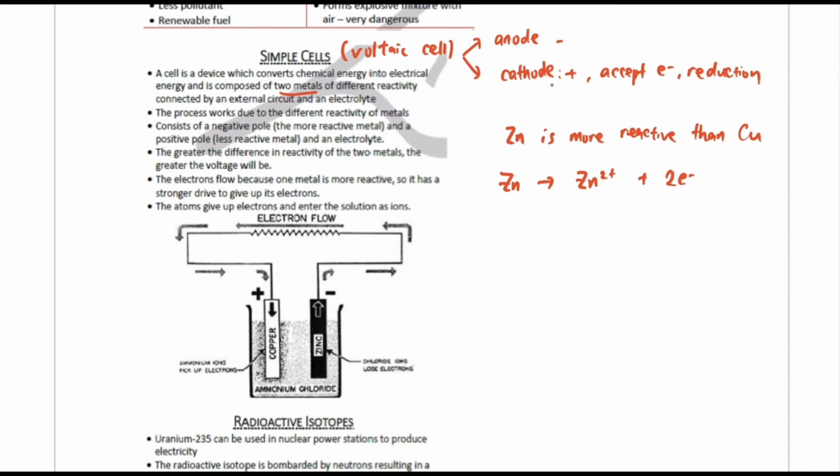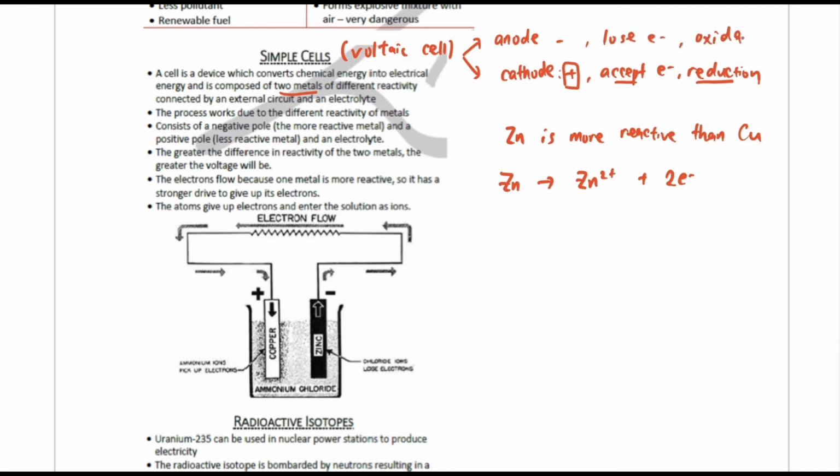Compared to the electrolytic cell, this is opposite. But this and this are the same. Reduction happens at the cathode. Accepting electrons happens at the cathode. So no matter voltaic cell or electrolytic cell, these are true for both of them. It's just that they have different charge. At the anode, zinc becomes Zn2+. This is oxidation. This is losing electrons.